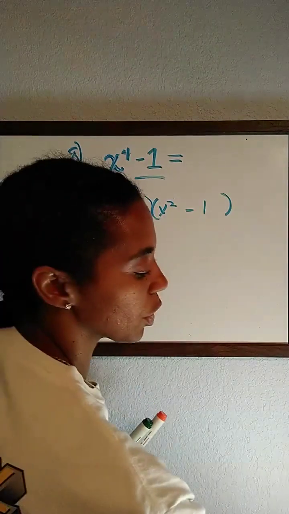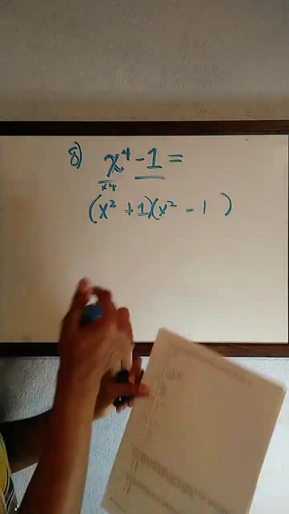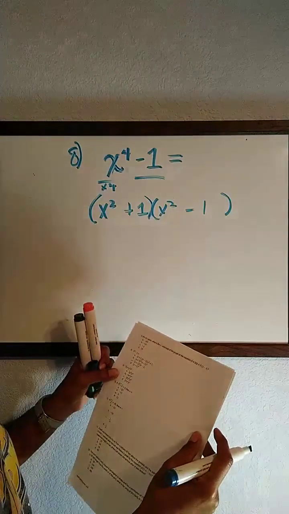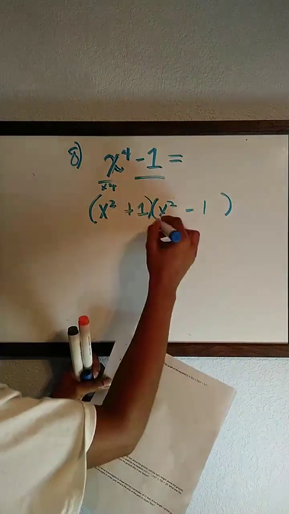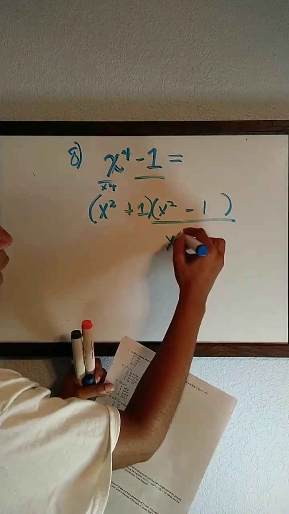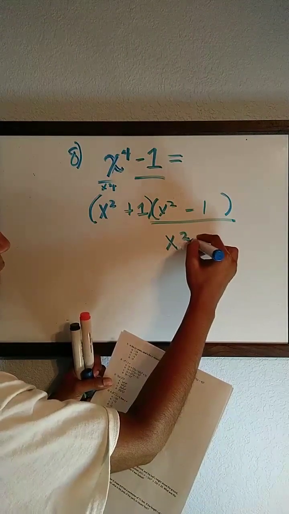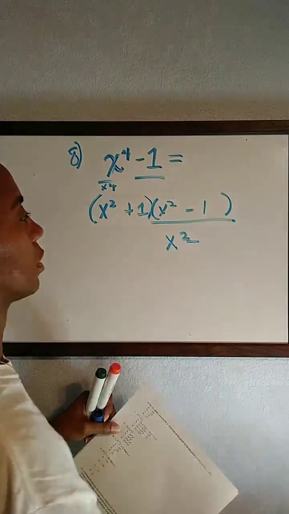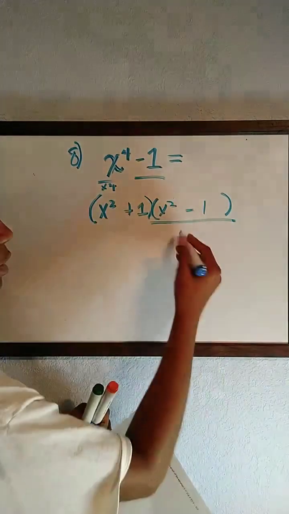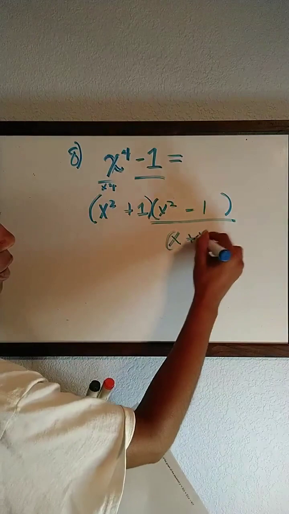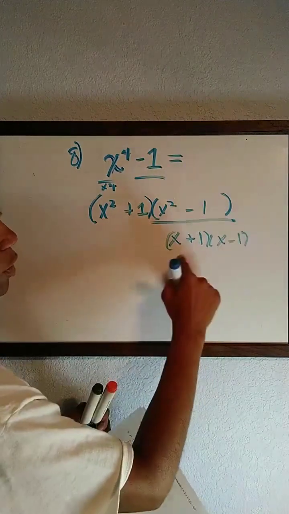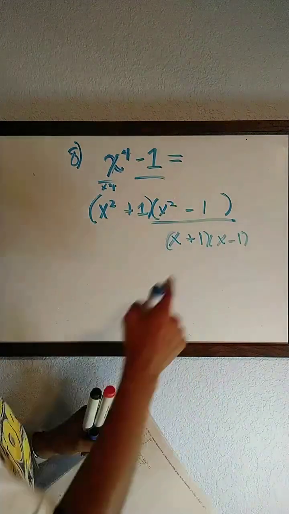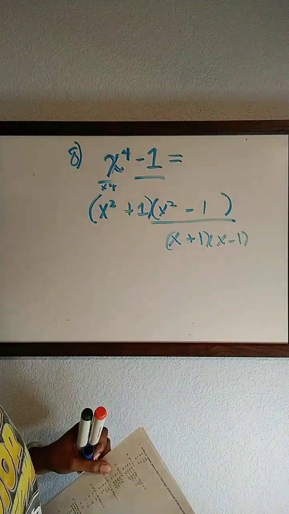What they ended up doing on the answer choices is they broke this one down a little bit further. And that's why they ended up having x squared plus 1, and x plus 1, and x minus 1, because when you do that, it ends up canceling out the middle term.